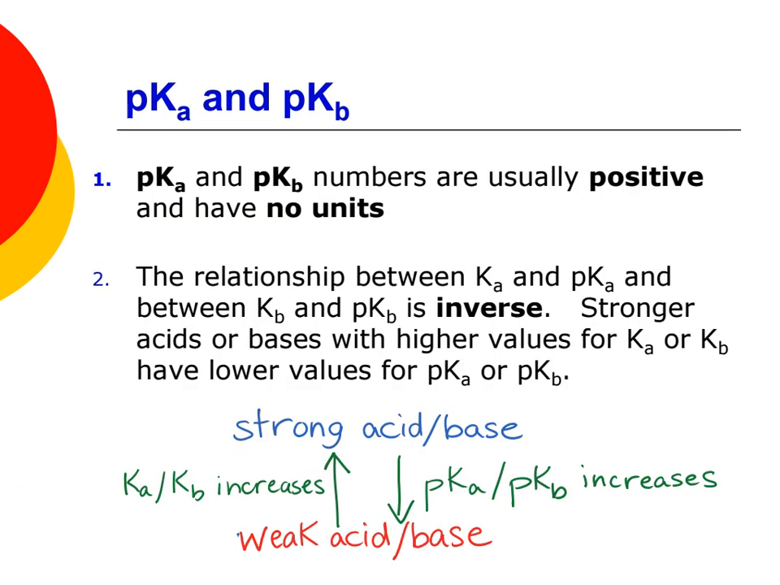Just like pH and pOH, these numbers for pKa and pKb are usually positive, and there's no units involved, it's simply a scale. The relationship between Ka and pKa is going to be inverse, as well as with Kb and pKb, just like how pH and the concentration of H is also inversely related. The more hydrogen ions you have, the more acidic, which goes with a lower pH. So we have the same exact inverse relationship between the Ka and pKa versus Kb and pKb.